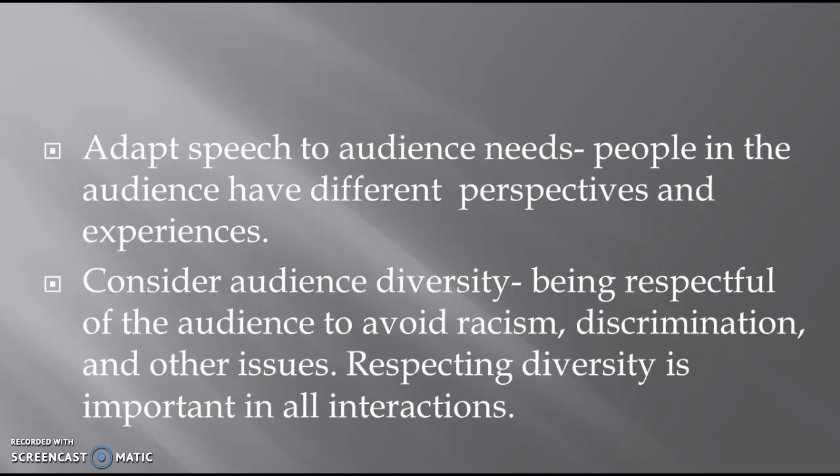So it's kind of like I was saying above, we all have different backgrounds, we all have different races, we all have different genders. That's why it's important to not only adapt to the audience, but also to consider their diversity, to consider their background, which is also important in audience analysis.